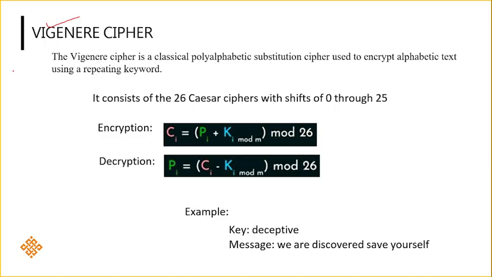Okay, let's start. The Vigenere Cipher is a polyalphabetic substitutional cipher. Normally we use it to encrypt alphabetical text using a repeating keyword. What this repeating keyword is, we will see, but normally this Vigenere cipher is used to encrypt alphabetic text from A to Z.